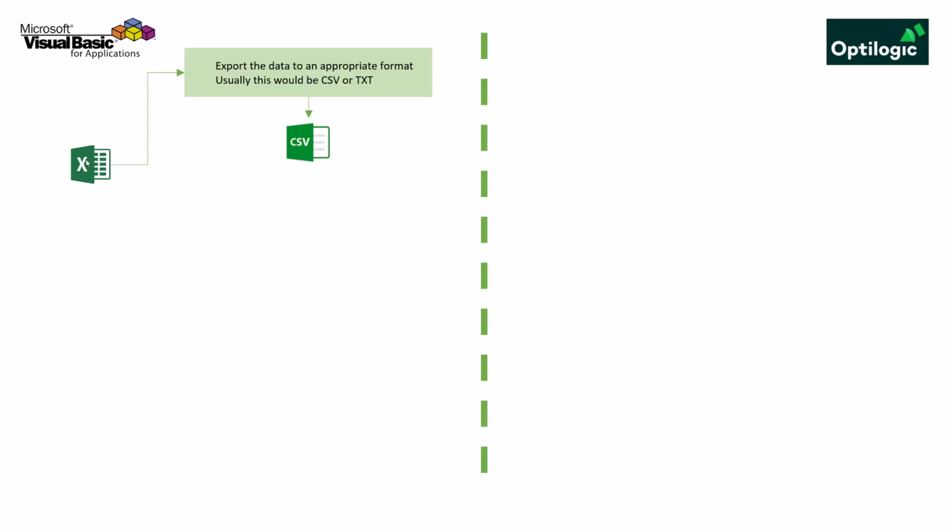So the first thing we'll do is we'll export the data from the Excel app into an appropriate file format. Usually this would be a CSV file, comma separated value, or a text file, but it could be any appropriate file format that's supported by Python. The next thing we'll do is we'll upload the data to the Optilogic platform, and we'll see later on in other chapters how we can use a standard function that's been provided to do this. And now we have the data in the Optilogic cloud.